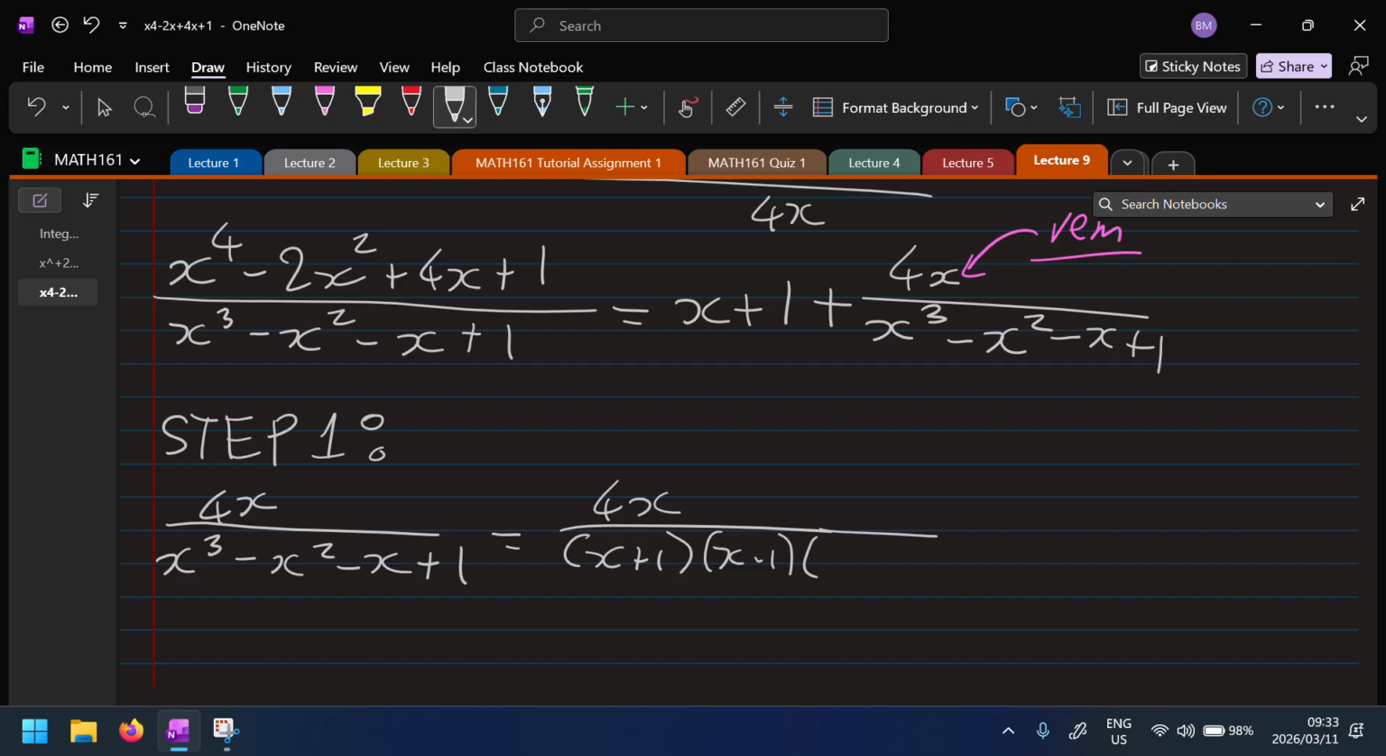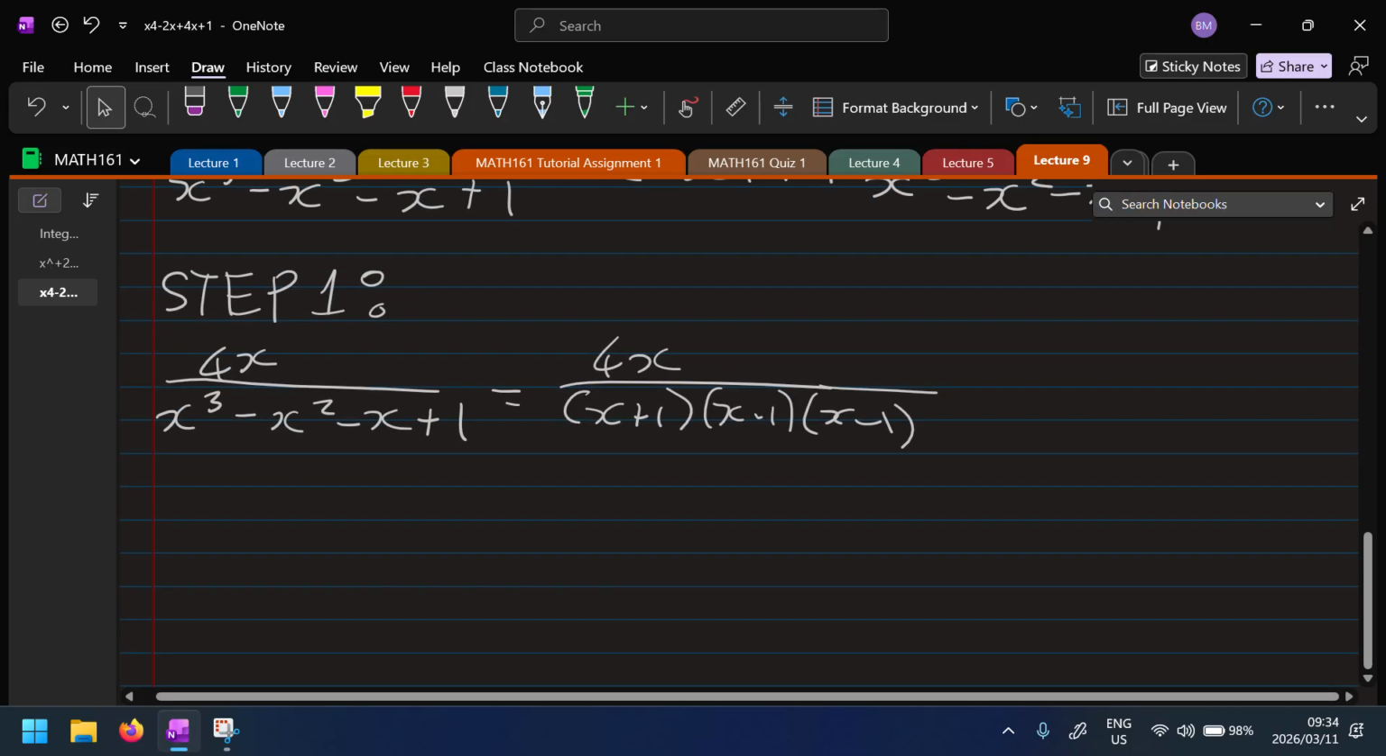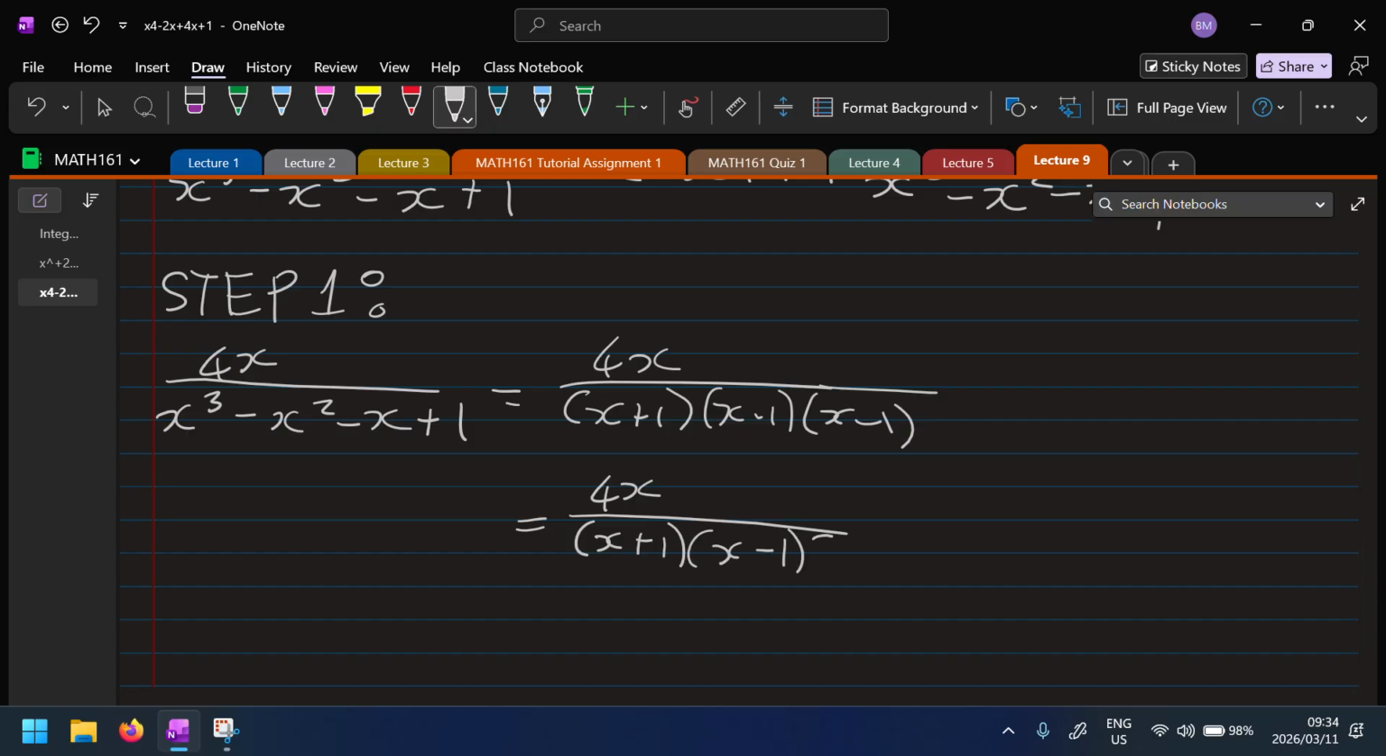X minus 1. Yeah, we get another x minus 1. So the factors are x plus 1, x minus 1, and another x minus 1. So we should have 3 factors, right? It's a cubic, so we have 3 factors. But look at the x minus 1. We have 2 of them. Okay, so we have x plus 1, x minus 1, and x minus 1 a second time. So we can write this as 4x over x plus 1, x minus 1 squared.